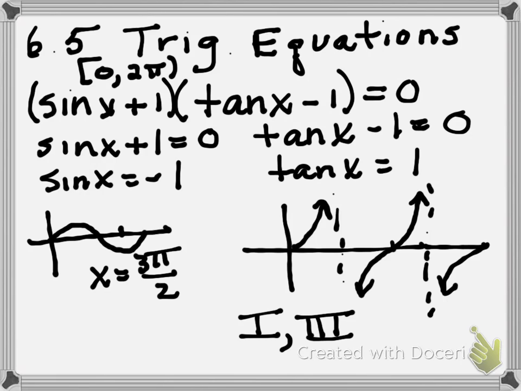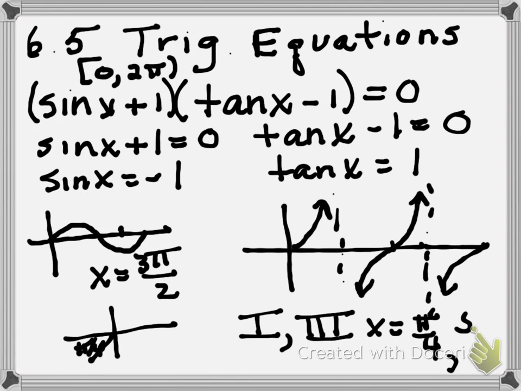Now, you should remember that the tangent is equal to 1 for 45 degrees. 45 is pi over 4. That would be your first quadrant. Then I want you to think of putting pi over 4 in the third quadrant. There's a solution of pi over 4 in the first quadrant and 5 pi over 4 in the third quadrant.